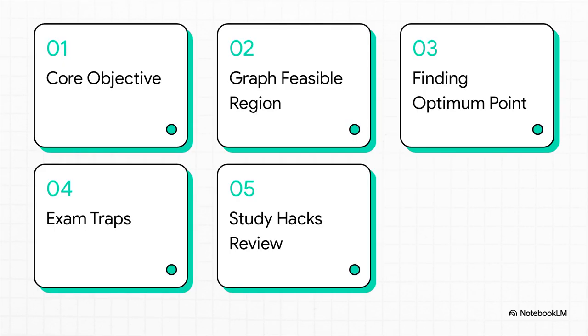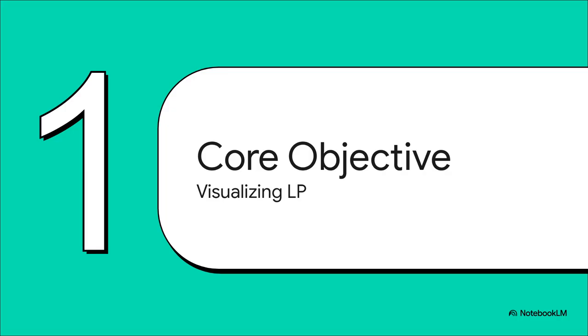Here is our roadmap for today. First, the core objective. Second, graphing the feasible region. Third, finding the optimum point. Fourth, exam traps. And finally, a LCPA study hacks review. Let's jump right in. Section 1, Core Objective, Visualizing Linear Programming.